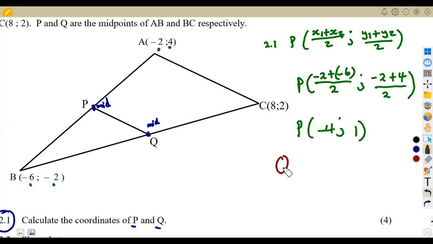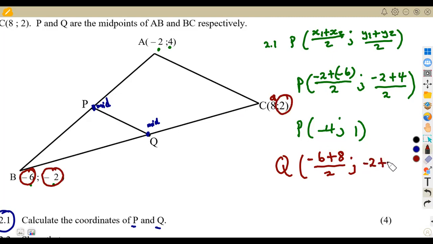It is the same thing on the point Q, all right? For the point Q, we are simply going to do the same thing, x1 plus x2 over 2, y1 plus y2 over 2. This time we are focusing on the line B and C, so we are focusing on these points. So the X value, this is -6, this is 8. So we're going to add the X values, -6 plus 8 over 2. Then the Y values, this is -2, this is +2. So we are going to have -2 plus 2 over 2 like this.